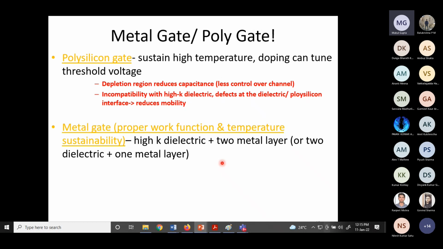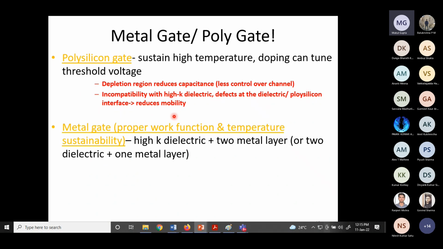Now why are we doing that? Because with polysilicon our technology is very mature. Why do we need to replace polysilicon? The reason we need to replace polysilicon is these two.